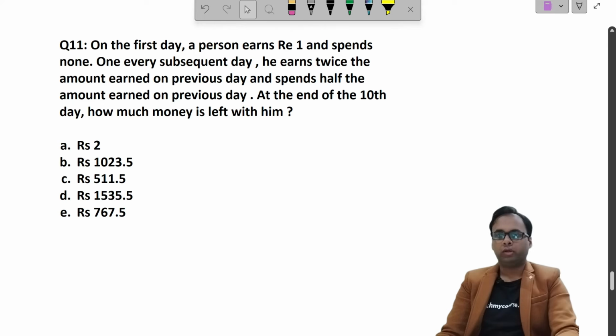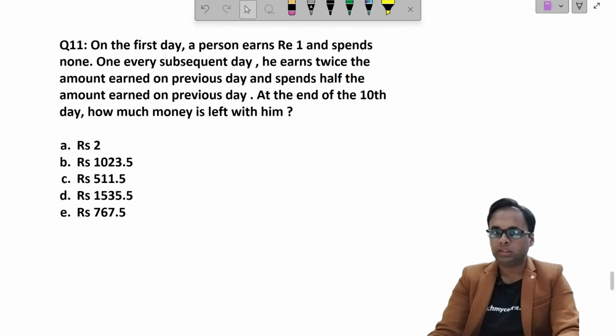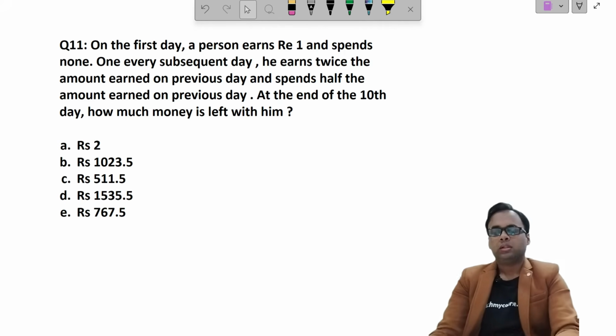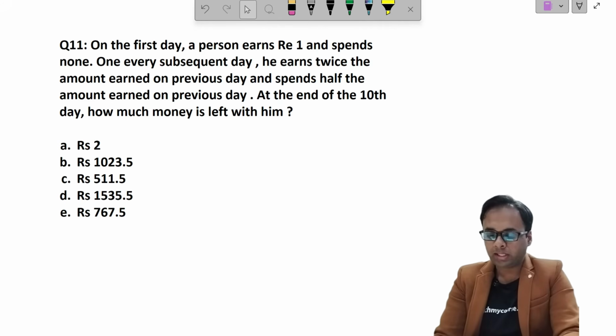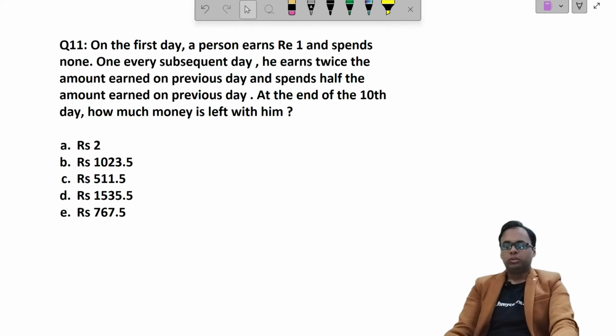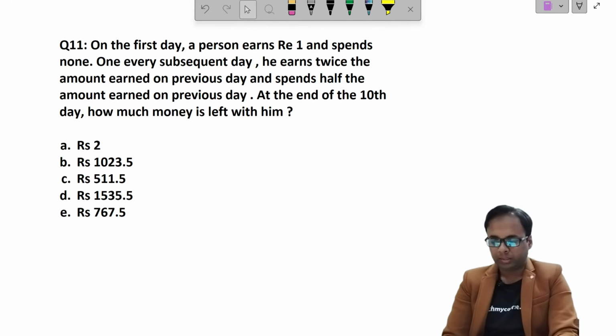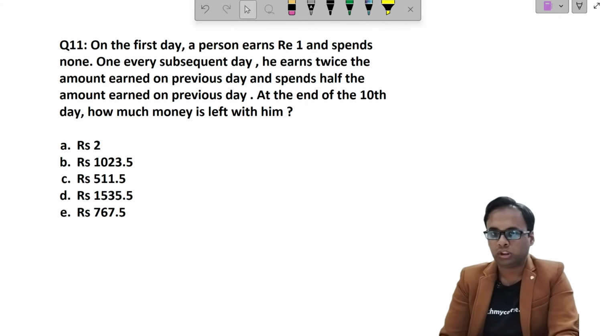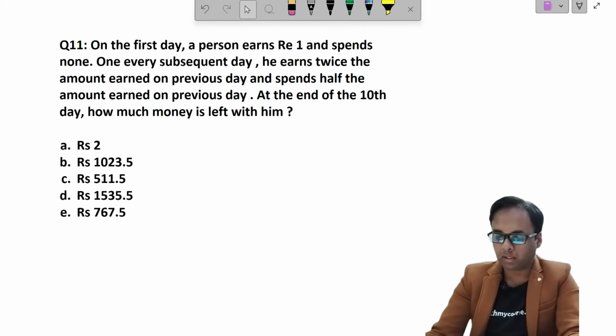Next question is a very important one, and it can seem difficult to you at first look. Let us see. On the first day, a person earns rupee 1 and spends none. On every subsequent day, he earns twice the amount earned on previous day. So I think there is a typographical mistake in the question. It is on every subsequent day and not one every subsequent day. So please read like that only.